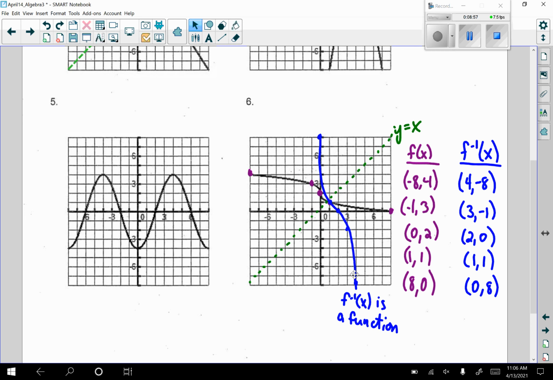And then this would pass the vertical line test, so it is a function. Even though it looks kind of vertical at the very top and very bottom, it isn't. It is gradually still increasing and going off to the left, and down here decreasing and gradually going off to the right.